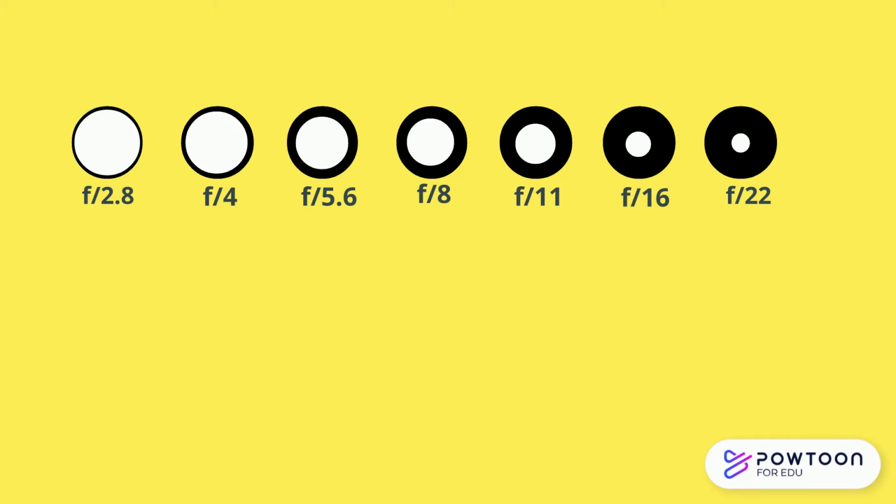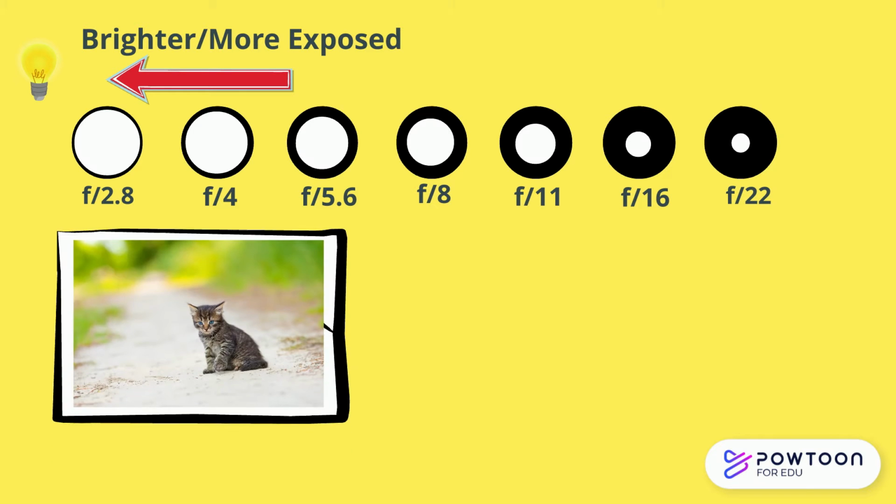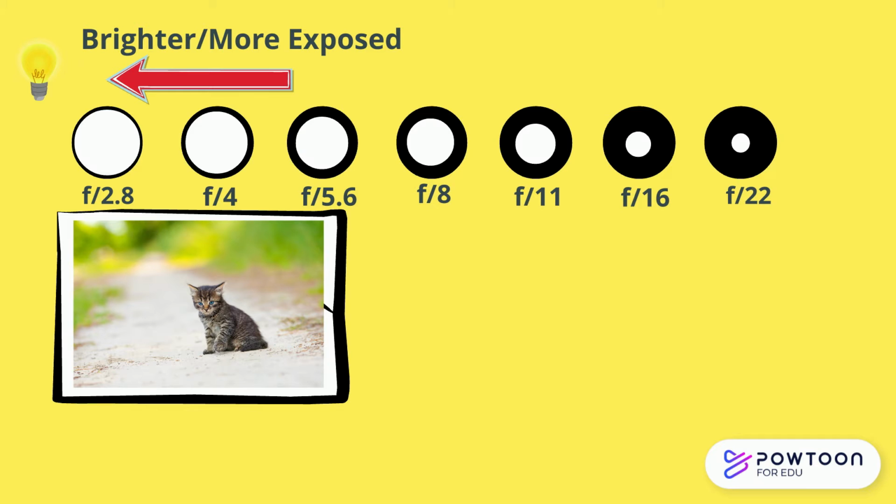These are f-stop values on the aperture scale. The larger the aperture, the wider the opening of the lens and more light is captured. This makes for a brighter or more exposed photo. It also means that there is a shallow depth of field. Therefore, a smaller component is in focus.